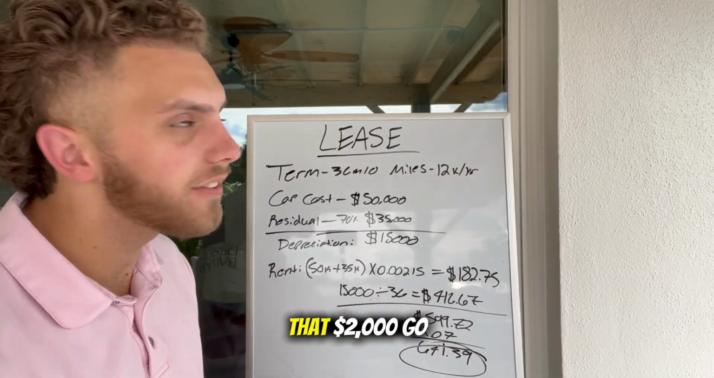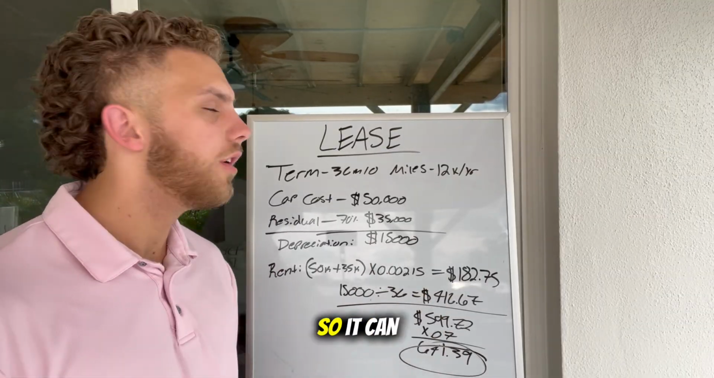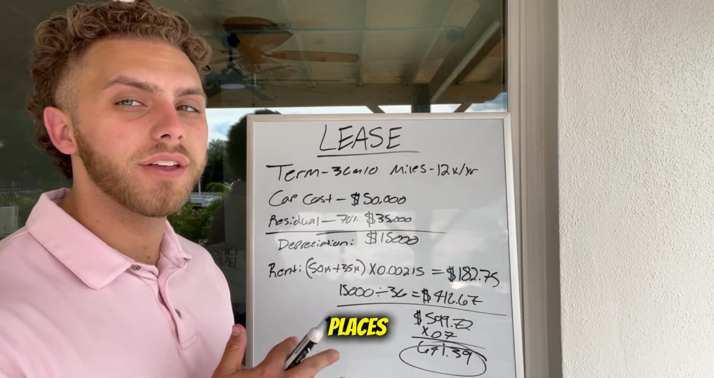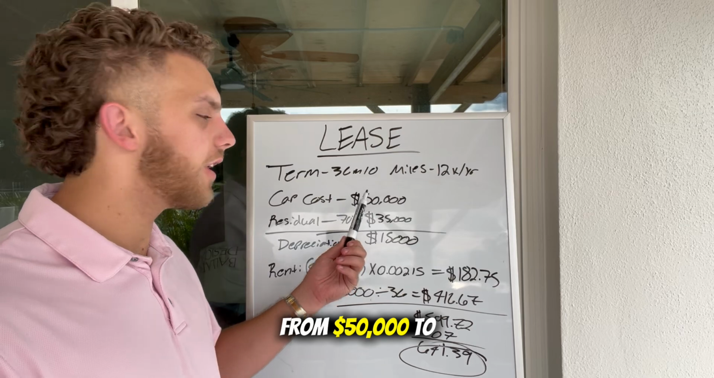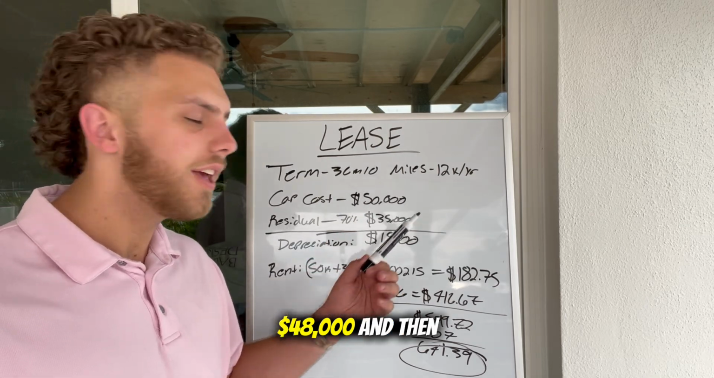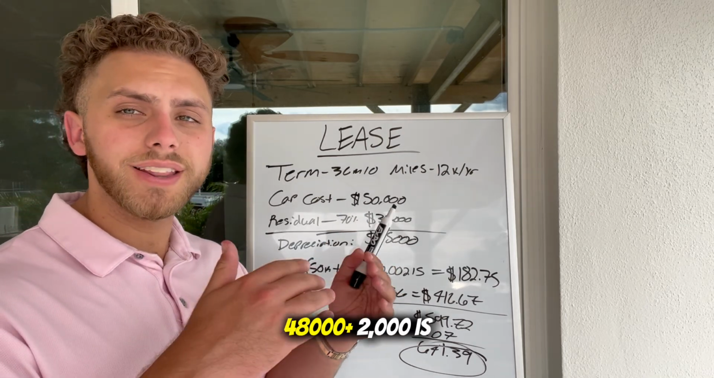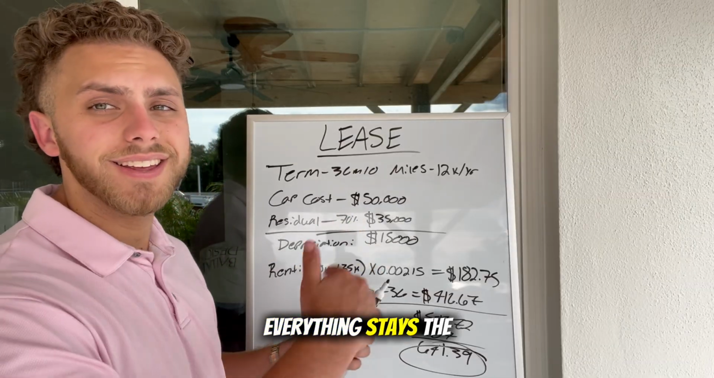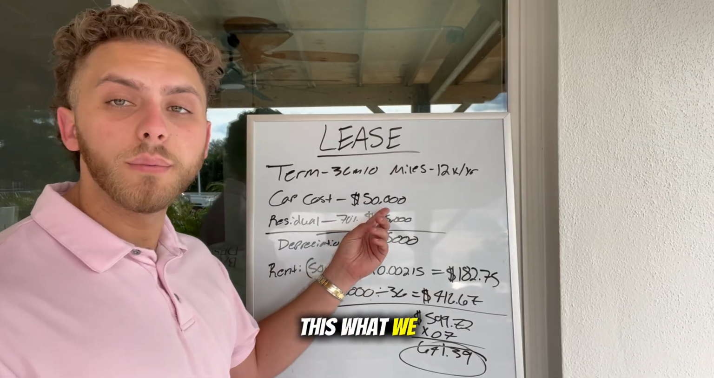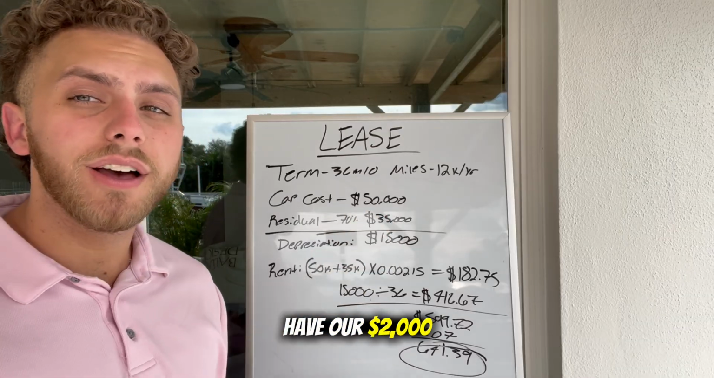Now, if you remember correctly, there's $2,000 in upfront cost in this same situation. So where does that $2,000 go? It can come from a couple of different places. Number one, you can negotiate down your cap cost from $50,000 to $48,000, and then it's a wash. $48,000 plus $2,000 is $50,000, right? Everything stays the exact same.